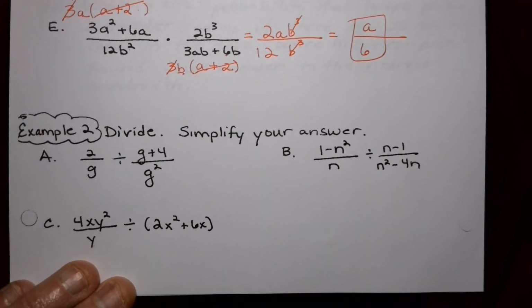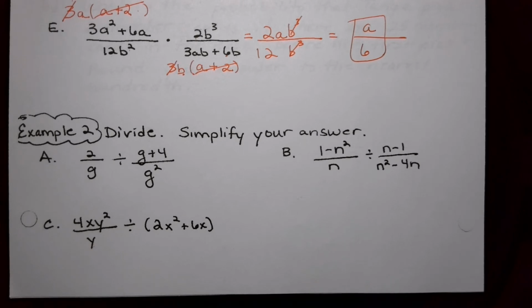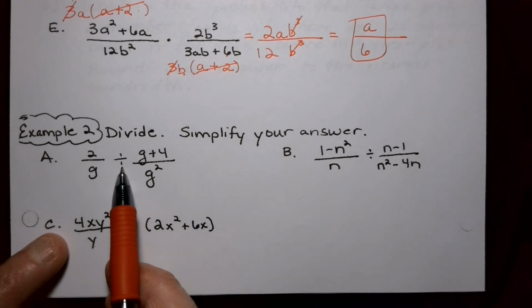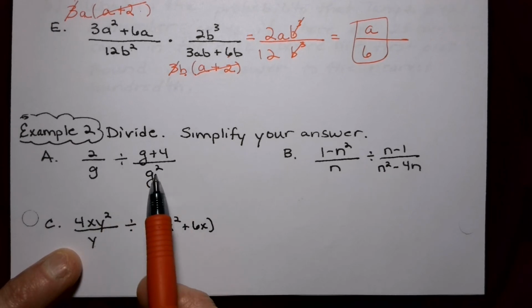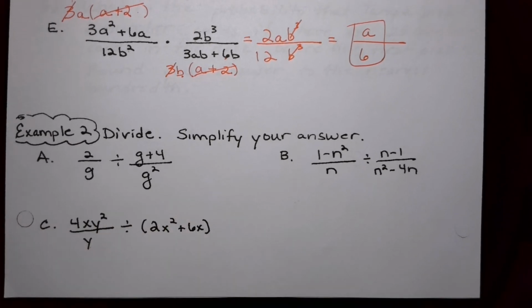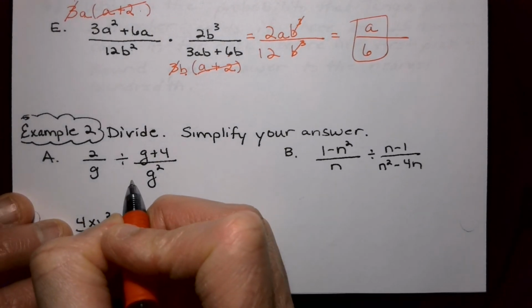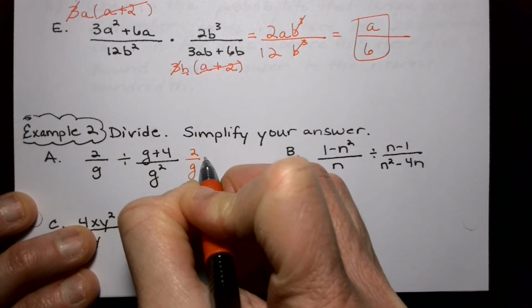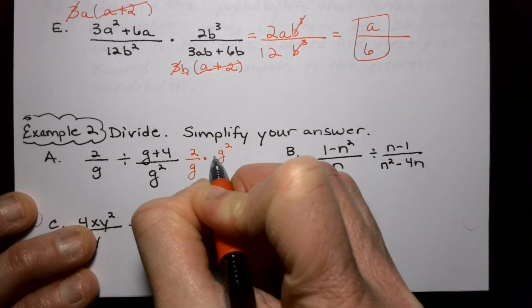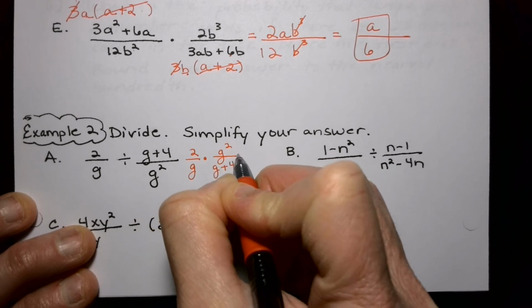Okay, now we're switching gears slightly, but class, it's not that much different, right? Do you remember how we switch when you do fractions and you're dividing? What do you do with the second one? You just flip it. So that's it. Flip it, and then it's the same problem. Okay, so let's do that. 2 over G stays the same, times G squared over G plus 4.